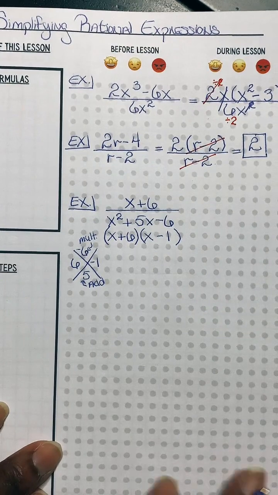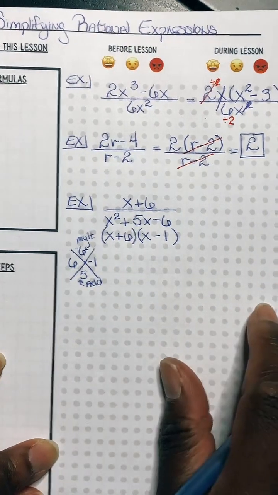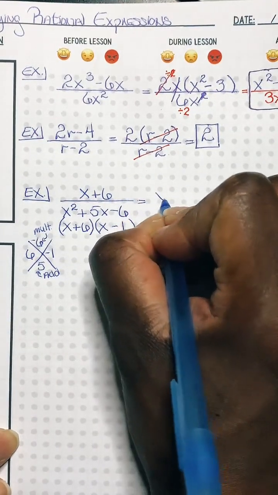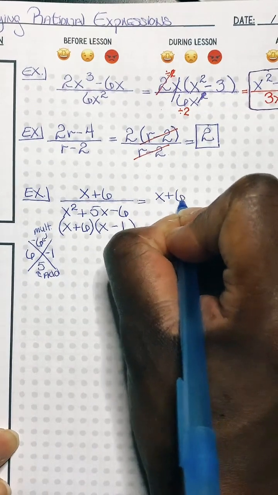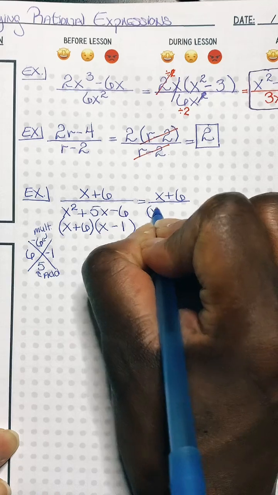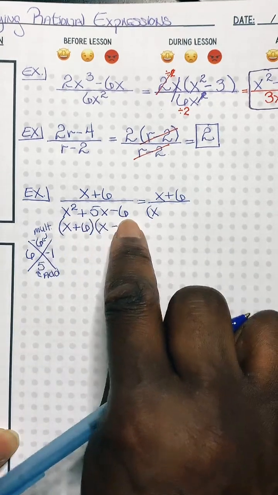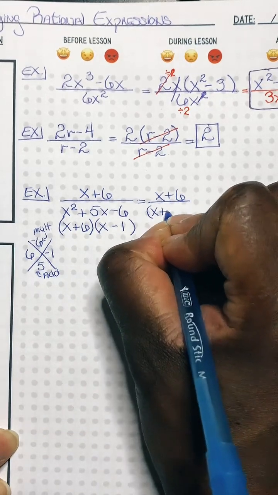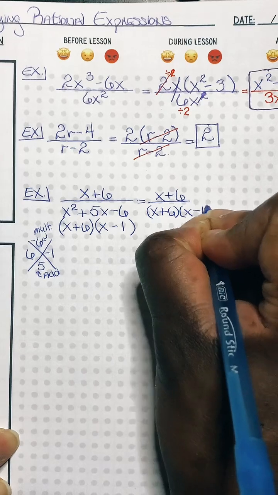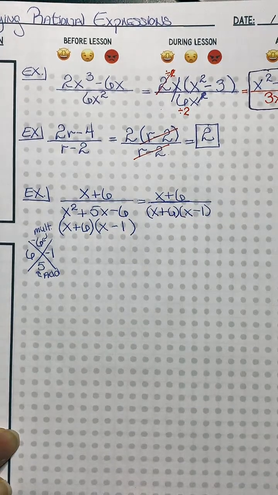Okay? All right. So now, let me clean this up for you just a little bit. So I'm just going to rewrite. So we have x plus 6. And then we have our two parentheses. So the two parentheses replaced this expression. So we have x plus 6 and x minus 1. All right.